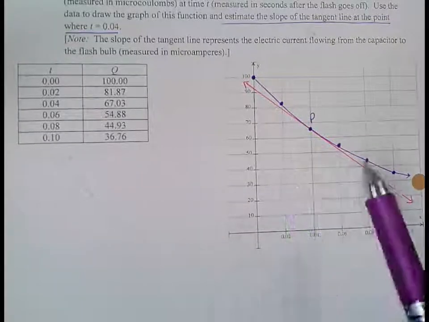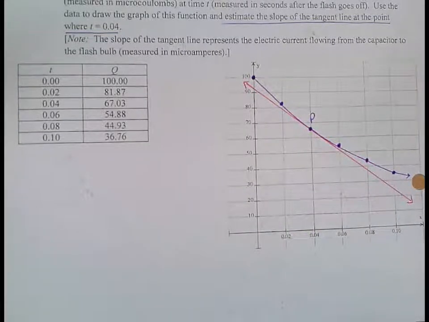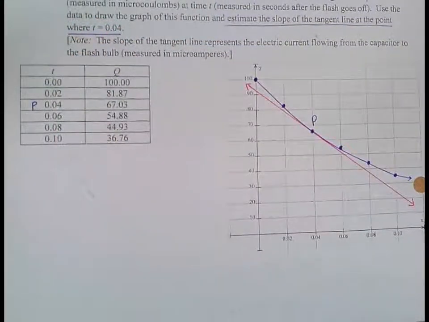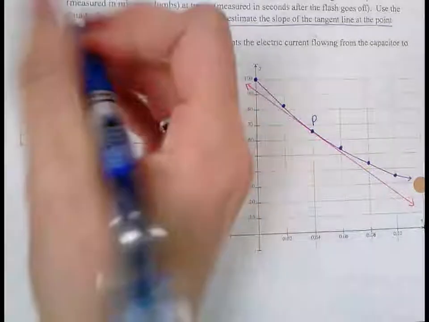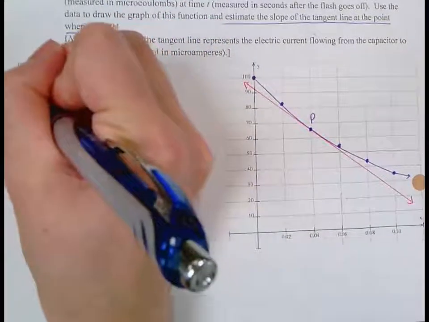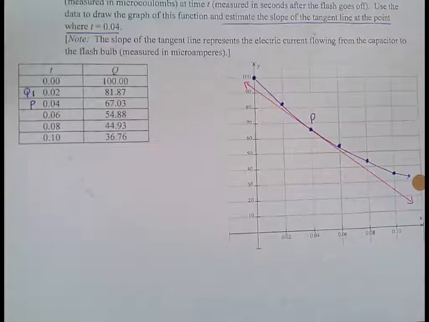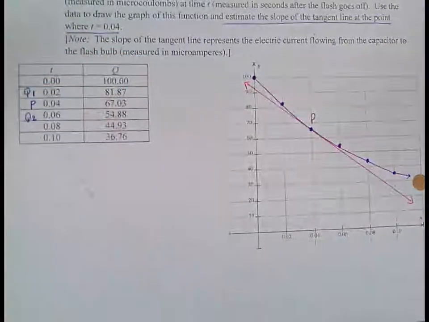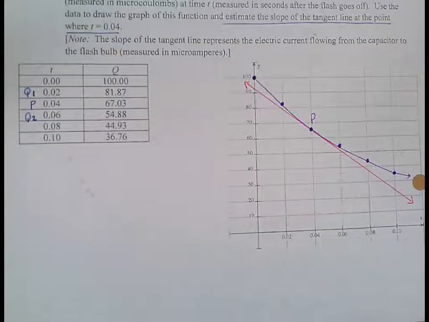So rather than doing what we did in the last example, I'm just going to label my point P here at 0.04. What I can do is on either side of P, choose the point Q that's closest on either side. So I could choose, when the t value is 0.02, to call it Q1, and then also on the other side, I'll call that Q2. The closest point is when the t value is 0.06.